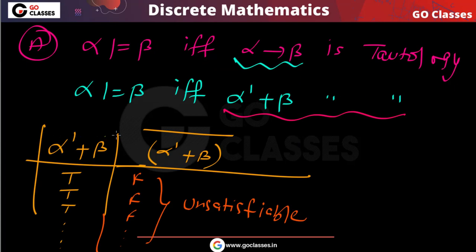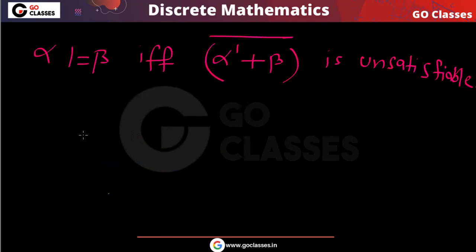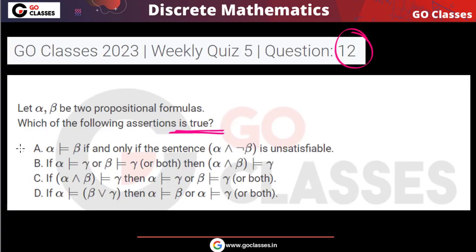If this is a tautology, then definitely its negation will be unsatisfiable. So I can say that alpha infers beta if and only if this is unsatisfiable. And what is this statement? This statement is basically alpha and beta bar. So alpha infers beta if and only if alpha and beta bar is unsatisfiable. So this option A is definitely true.